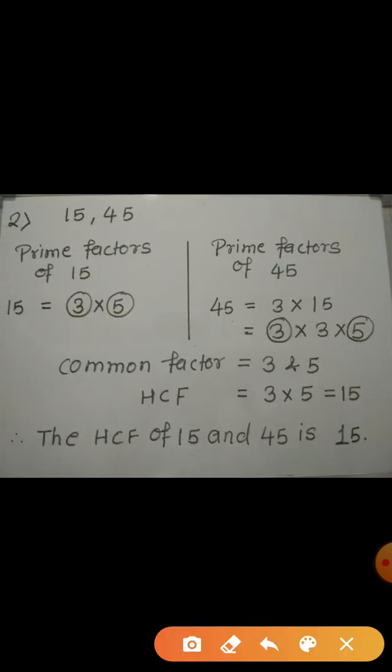Now come to the second example. Here we have to find the HCF of 15 and 45. So let's first find the prime factors of 15 and 45 individually. The prime factors of 15 are 3 and 5. 3 into 5 is 15. And 3 and 5 both are prime factors. Similarly, we can find the prime factors of 45. Now 45 we can express as a product of 9 into 5. 9 fives are 45. You can write 3 into 15 as well. Here I have written 45 is equal to 3 into 15.